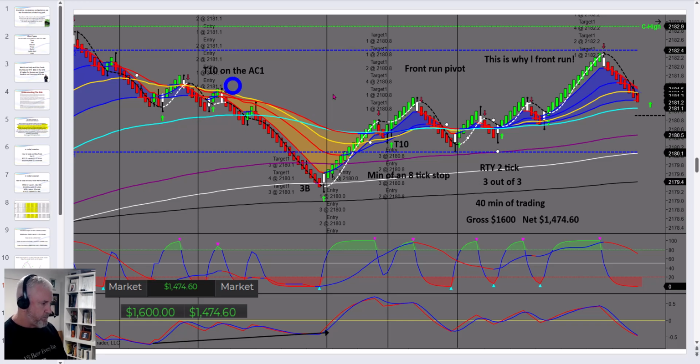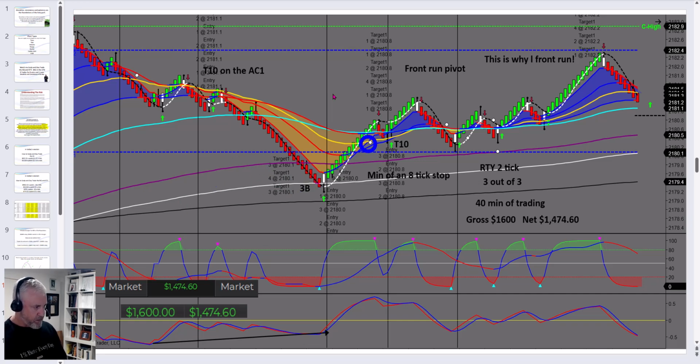Now this is the RTY, and as you'll see here, this is why I front run. And what exactly do I mean by that? You know that trade I just took on the ES? That was a T10. Now this is on the RTY. This was a T10 setup. These are pattern-based setups that we take. We use our instruments to tell us when we should be entering. See this 3B down here. What can you see? We're bouncing off major EMAs just here.